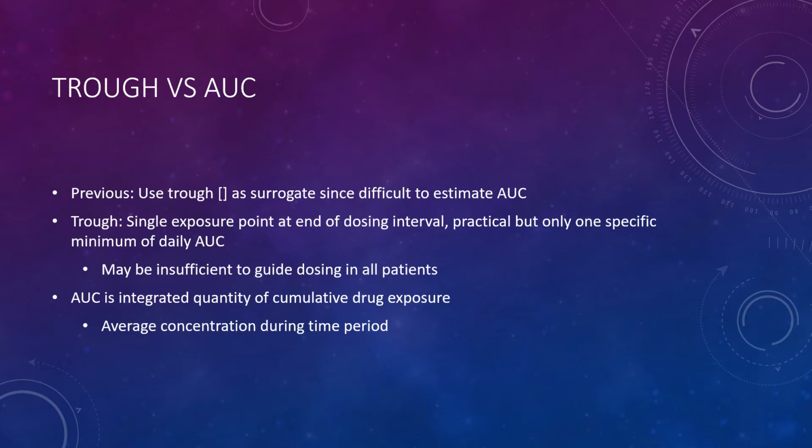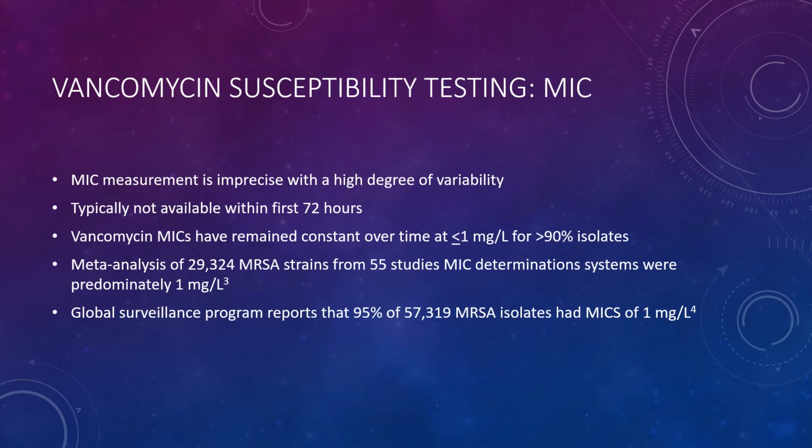For vancomycin susceptibility, the MIC measurement that you see, like the AUC over MIC, is actually sometimes imprecise and has a high degree of variability. Sometimes it's not even available during the first 72 hours, and that's why you might even hear me neglect saying it. Because based on the studies, meta-analyses nationally and within the United States, we've actually seen that the vancomycin MIC has remained constant over time to be equal to or less than 1. And so you haven't seen any evidence of MIC creep, which is very good considering all the resistance problems that we've had.